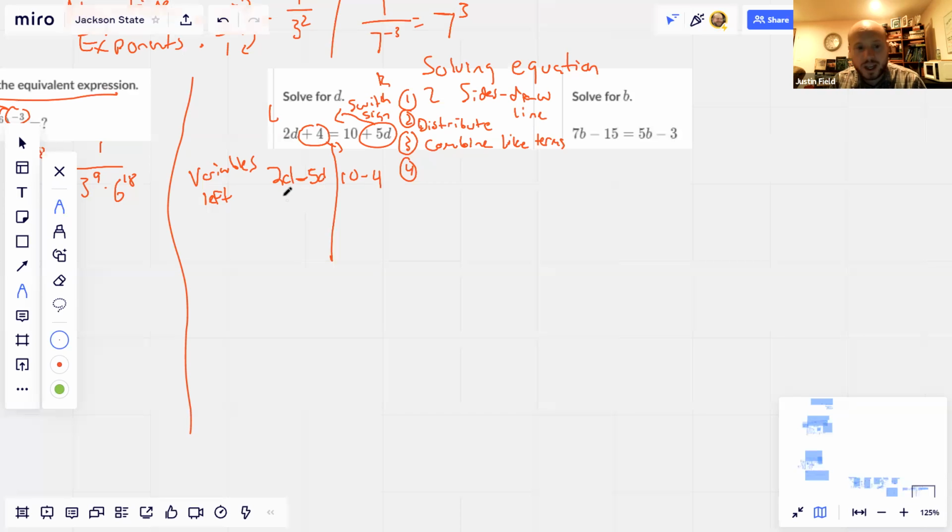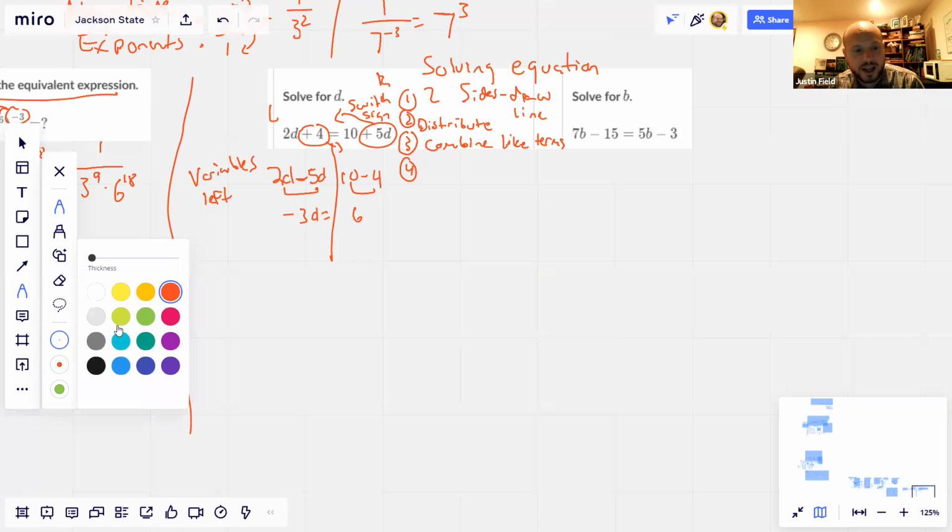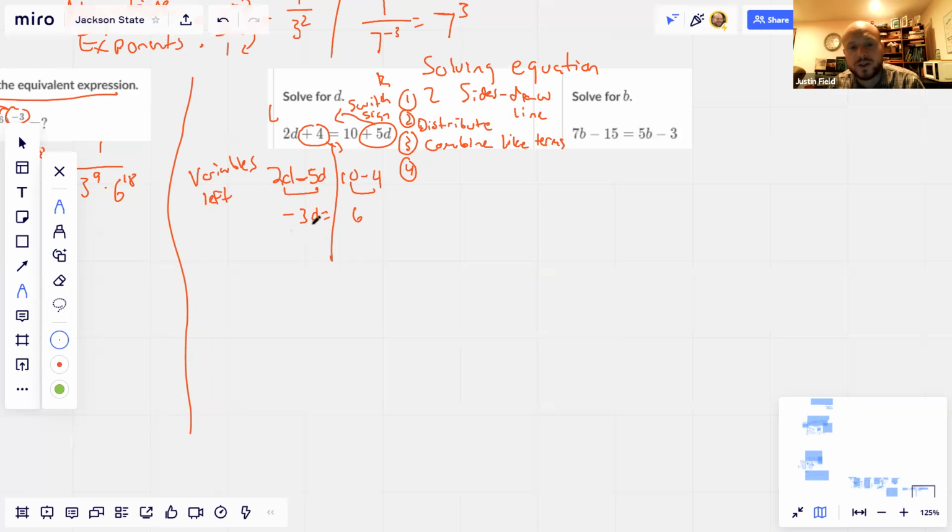All right. Combine like terms. So now we do have like terms. 2 minus 5 is negative 3D. 10 minus 4 is 6. And the last step, hopefully you know the last step because it's now a one-step equation. We have to divide both sides by negative 3. And that cancels out. So we have isolated the variable. 6 divided by negative 3 is negative 2. Done. All right, let's do it one more time.